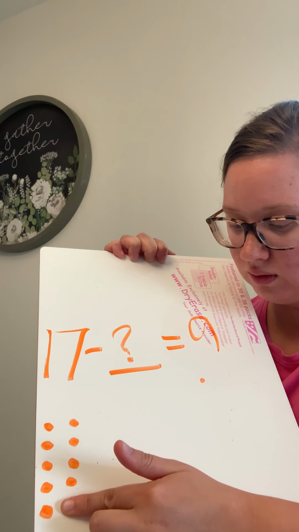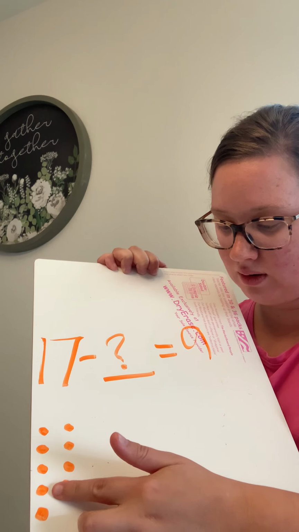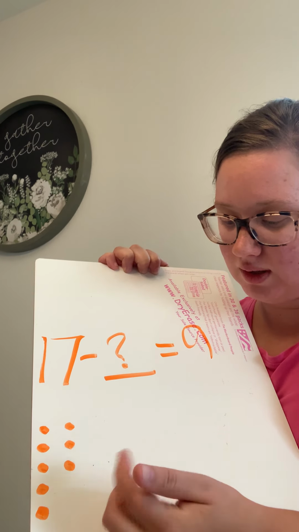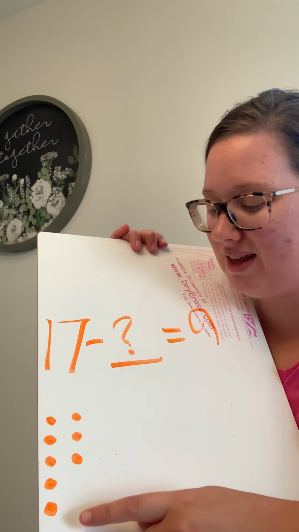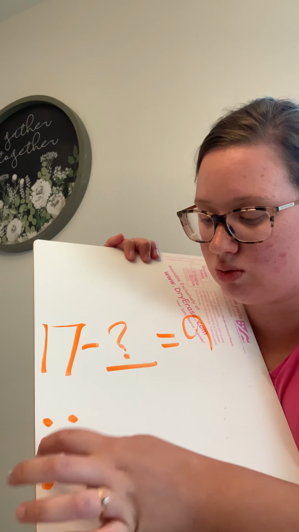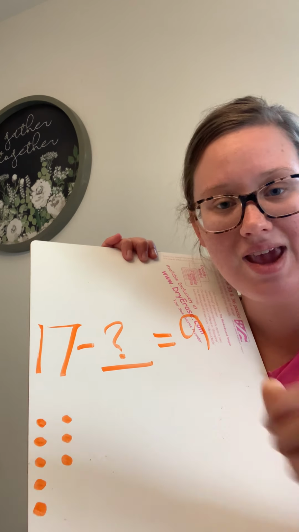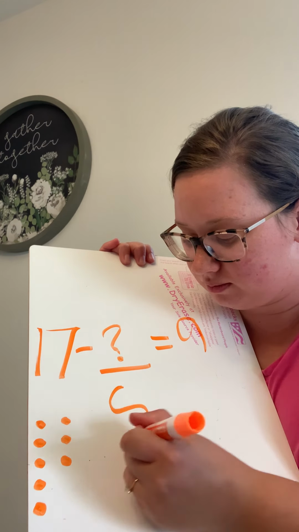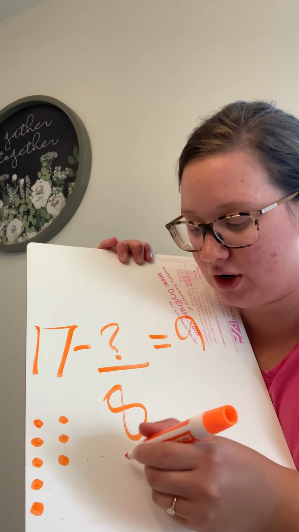So this is how many is left. This is going to be my change. This is what the students ate. 1, 2, 3, 4, 5, 6, 7, 8 tacos. 8 tacos is going to be our change.